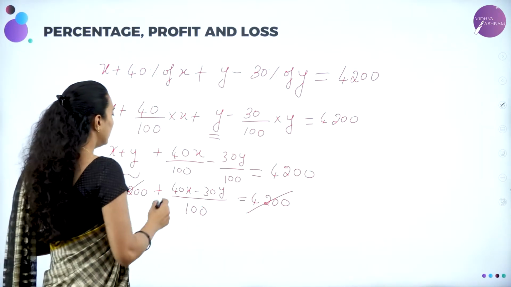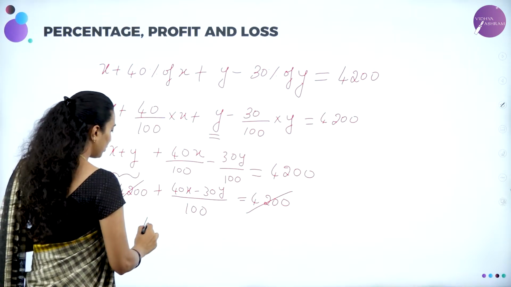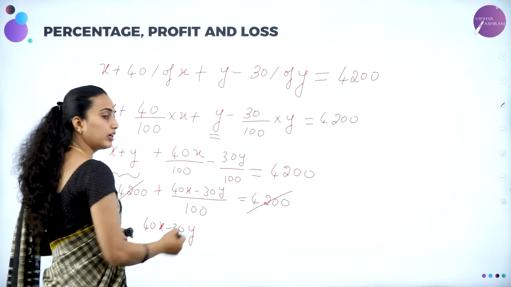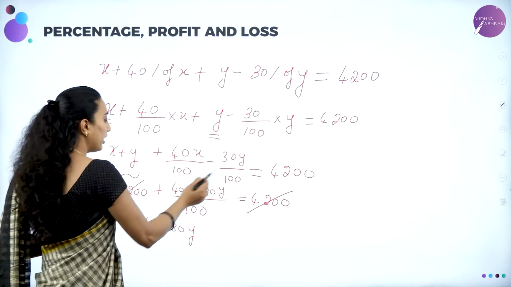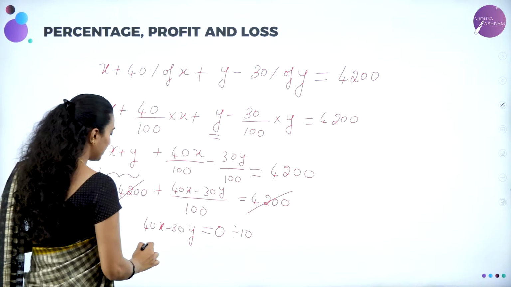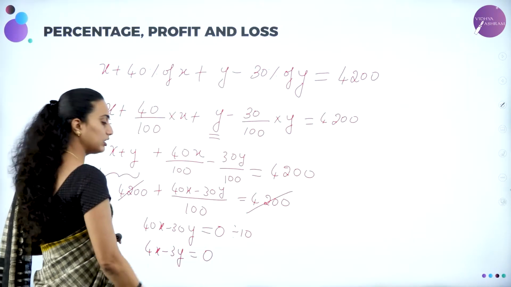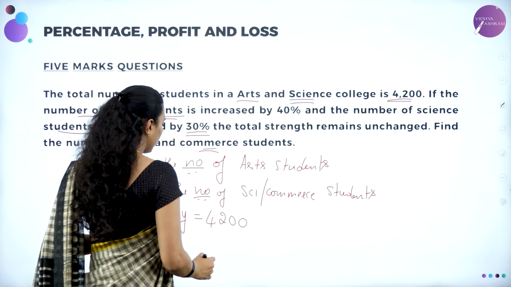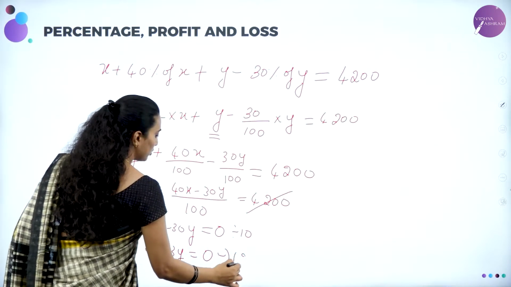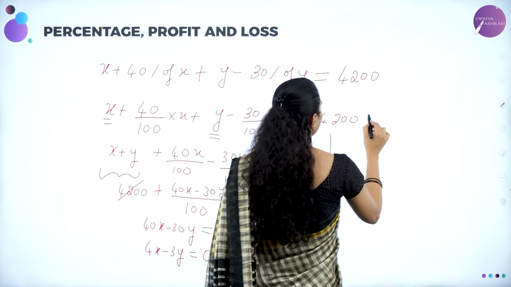Now 4,200 will get cancelled. After cancellation, you are going to get 40X minus 30Y divided by 100, right hand side will be 0. So 100 into 0 will be equal to 0. Divide throughout by 10. You are going to get the answer 4X minus 3Y is equals to 0, isn't it? So this equation I am going to call it as 1 and this equation I am going to call it as 2. So solving equations 1 and 2.